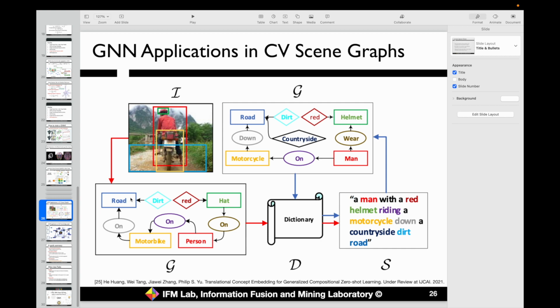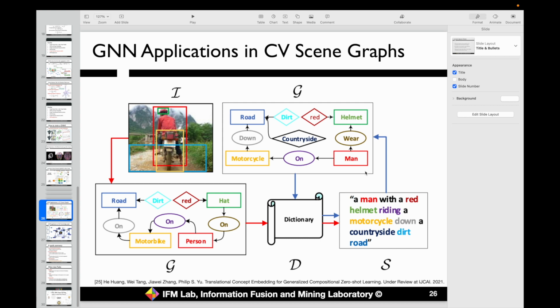So based on the scene graph, what we can do further is to generate a sentence to describe this image. Now, given this scene graph, we can further generate a sentence for describing this image as a man with a red helmet riding a motorcycle down a countryside dirt road, as we show here, right? Which describes the information inside this input image with one sentence. Of course, depending on the model, we can further polish the sentence according to some model architecture that we show here, right? So this problem is called image captioning.